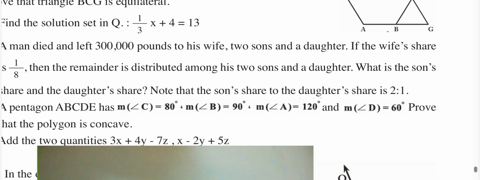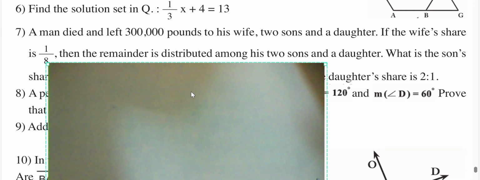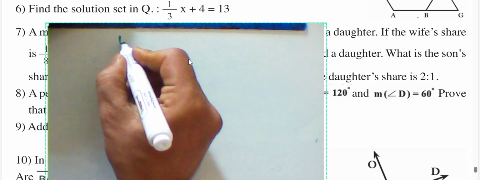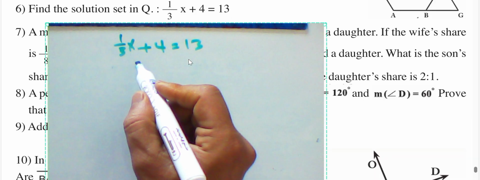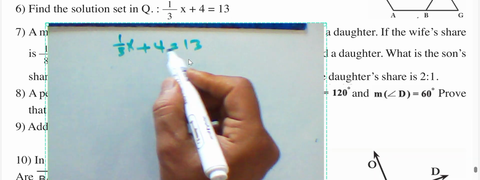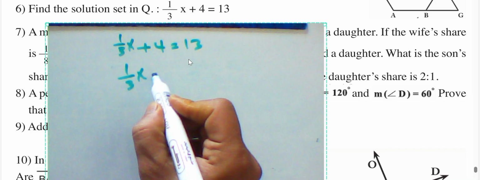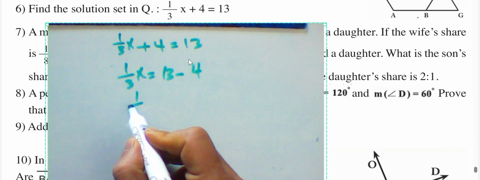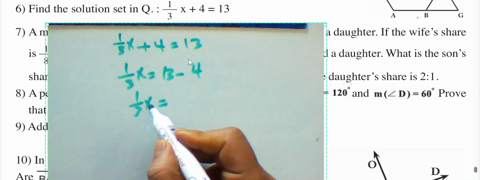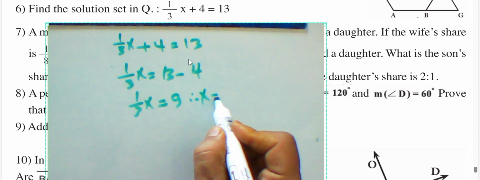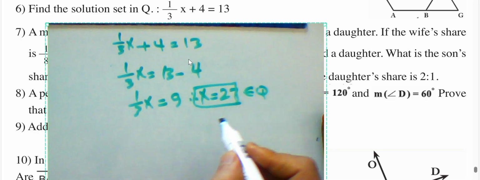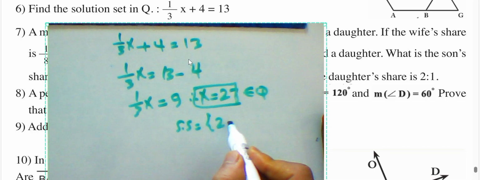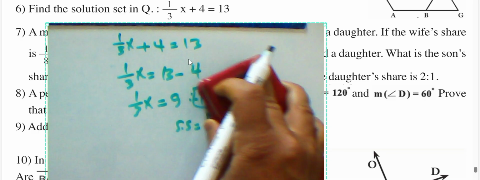Solve the equation in rational numbers. Third x plus 4 equals 13. Solve the equation by moving 4 from the left-hand side to the right-hand side and changing the sign. Third x equals 13 minus 4, which is 9. So the value of x equals 3 times 9, which equals 27. The value of x, 27, belongs to the rational numbers. In the solution set, it will be 27.